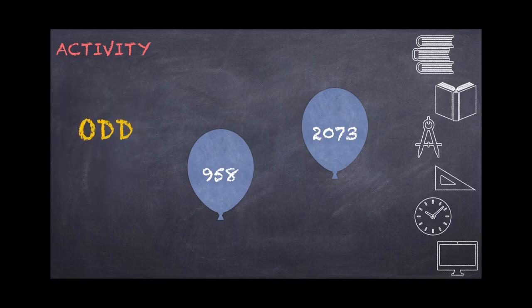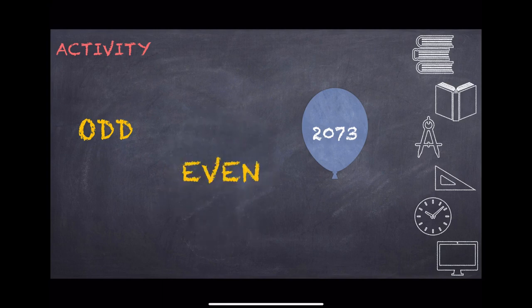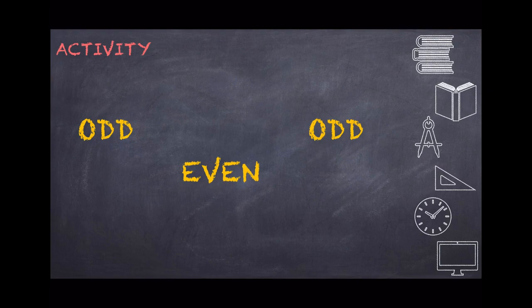Let's move ahead to the number 958. What do you think 958 is? Yes, it is an even number as it is ending with the digit 8. So, what about 2073, children? Once again, you all are correct. It is an odd number because it has the digit 3 in its ones place. Great job, children!